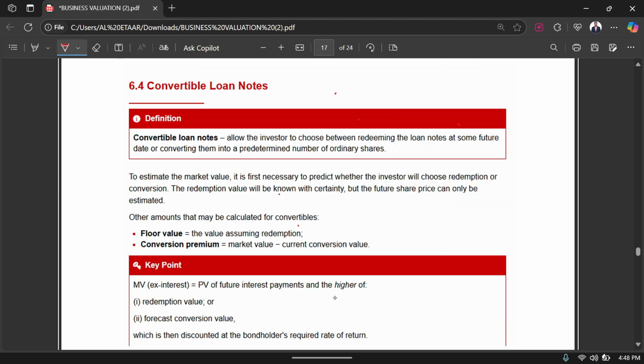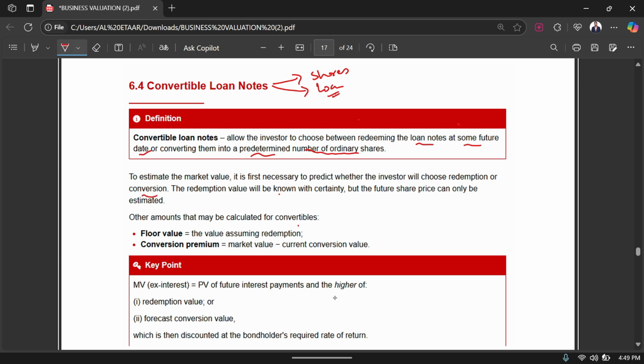Now we'll be looking at convertible loan notes. You guys know that it has an option that you can either convert it into shares at the end of the period of the loan note, or you can just keep it as loan. That's why it's called a convertible loan note. It says convertible loan notes allow the investor to choose between redeeming the loan notes at some future date or converting them into a predetermined number of ordinary shares. To estimate the market value, it is necessary to predict whether the investor will choose redemption or conversion.